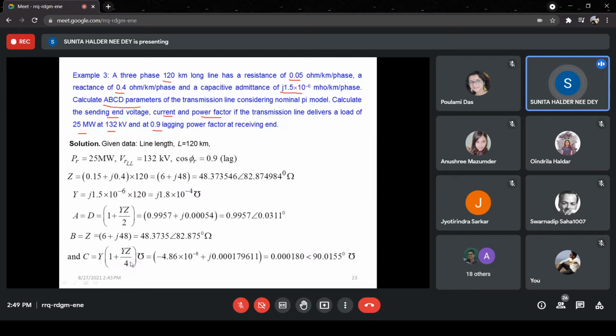You see the value of C; actually the value of Y was this one, right? And the value of C is this one. Now you see C is approximately equal to Y. If we use the nominal T model, say CT is the C for the nominal T model, then in that case it will be equal to this 1.8 into 10 to the power minus 4. So it will be very near to each other. So if you change the model, the ABCD parameters will not change so much. In that way, you can self-check the problem, whether you are going wrong or not.